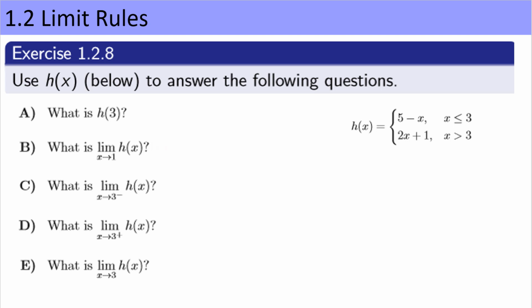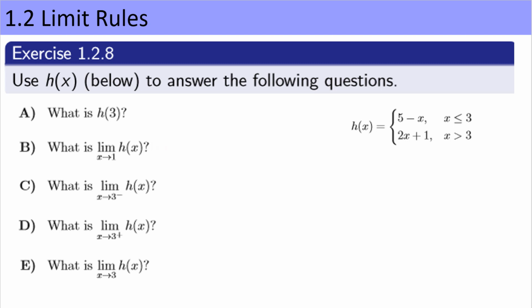Use h of x below, so that's the piecewise defined function, to answer the following questions. The piecewise defined function, h of x equals x minus 5 if x is equal to or less than 3, and 2x plus 1 if x is strictly greater than 3. So let's attempt to answer these questions.